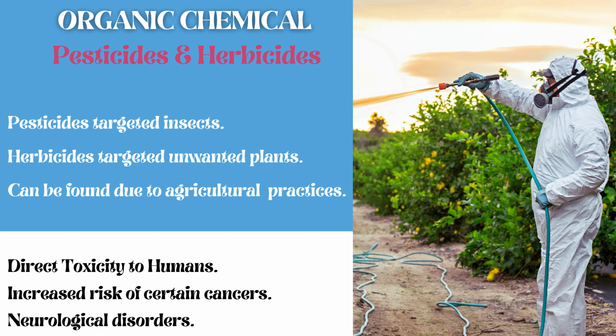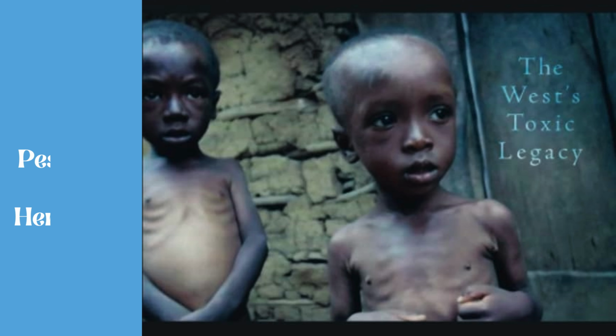Pesticides and herbicides are often grouped with PAHs, but they deserve their own spotlight. Farmers use these to control unwanted insects and plants, but unfortunately, these chemicals can sometimes end up in our water. Pesticides aim for insects, while herbicides target unwanted plants, but sometimes they can harm us too. Exposure to pesticides and herbicides can directly harm human beings, increasing the risk of certain cancers, neurological disorders, and other health problems. This image is also a reminder of the potential consequences of pesticides and herbicides contaminating water.